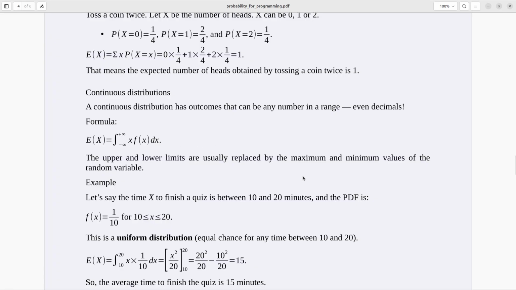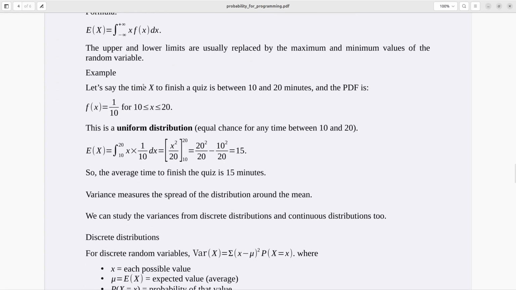So let us see this example. For example, the time x to finish a quiz is between 10 and 20 minutes. And the PDF, I mean the probability density function of the time used, will be this one. f of x equals 1 over 10 for x between 10 and 20 inclusively, okay. So this one is a uniform distribution. So we have an equal chance for any time between 10 and 20. So you can see that the PDF doesn't depend on x, okay, so we have a uniform distribution.